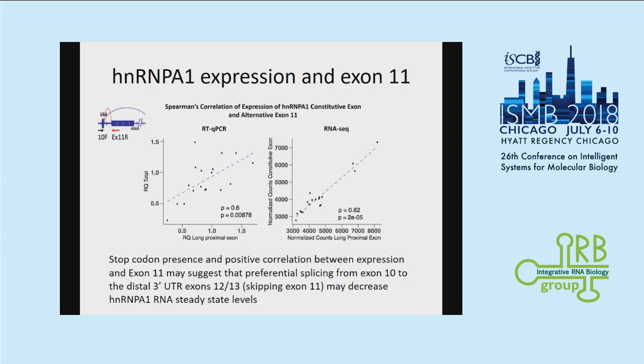And so when we did correlation between expression and exon 11, using RT-qPCR and RNA-seq data, we see a positive correlation. And so with this positive correlation and this stop codon presence, we believe that the skipping of exon 11 may decrease RNA steady state levels, and we think it's through NMD, or nonsense-mediated decay.